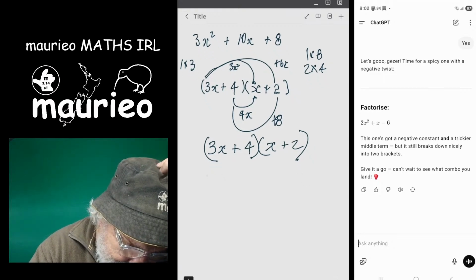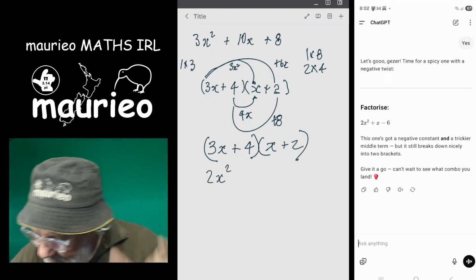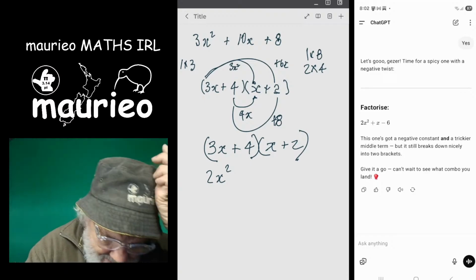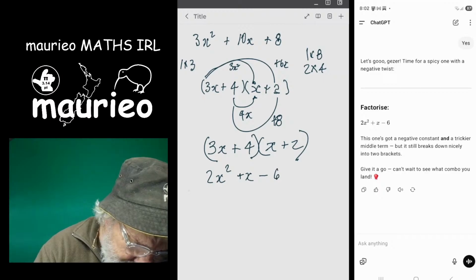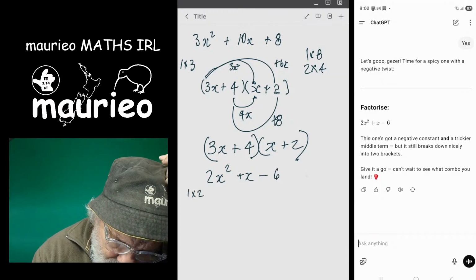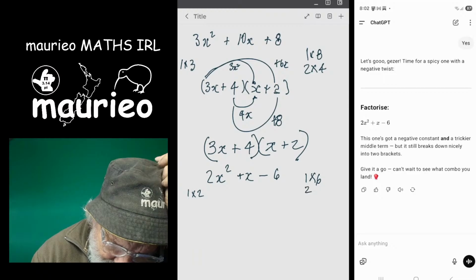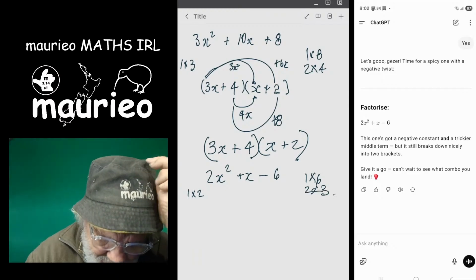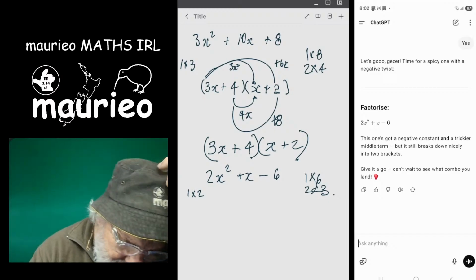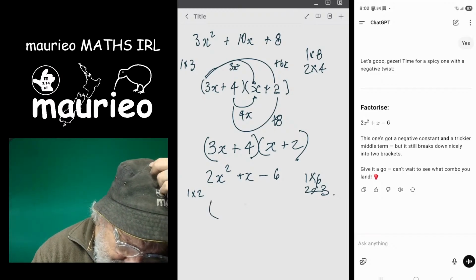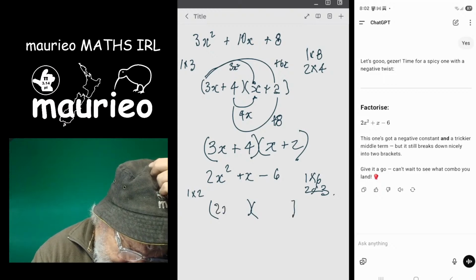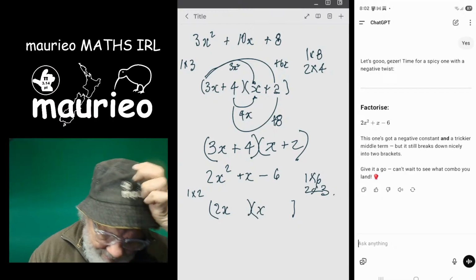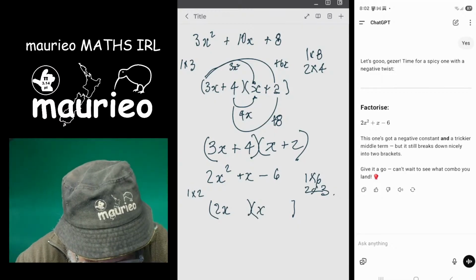Okay. 2x squared plus x minus 6. 1 times 2 is 2. 1 times 6 is 6. 2 times 3. Okay, so this 2 is prime, so we're going to have 2x and x. Now they're negative.